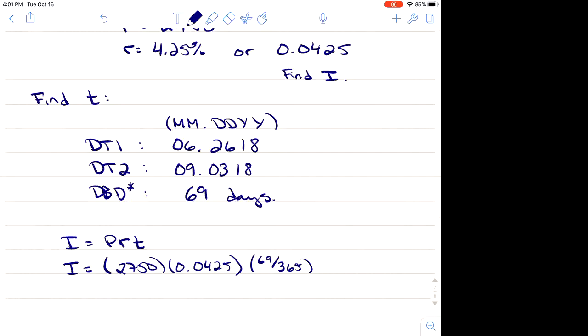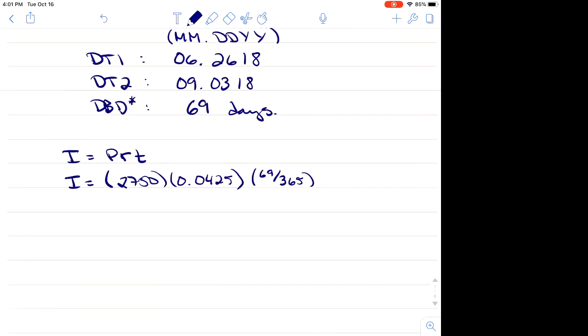So I'm just plugging in that 69 over 365 right away as we get more comfortable. So now I'll show a little bit less work. 69 divided by 365 is 0.189, but I'm not going to write it down. I'm just going to multiply through. So times 0.0425 times 2750.